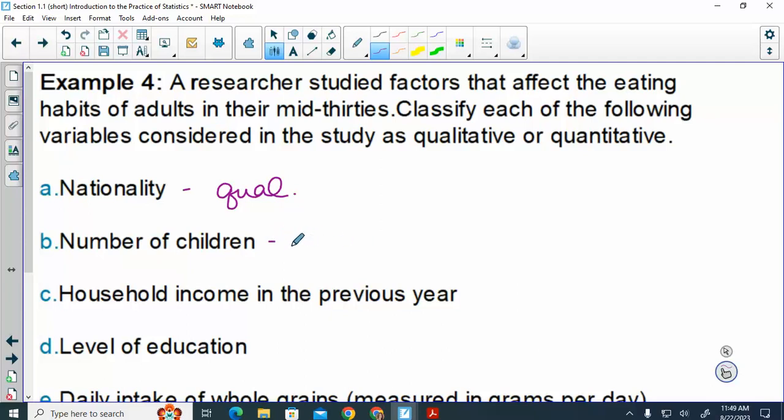Number of children. Household income in the previous year. Quantitative. It does have a meaning. You can rank households in order using those numbers. So that would be quantitative.